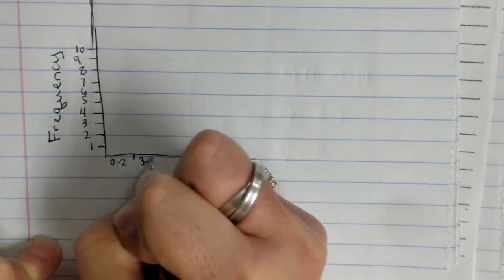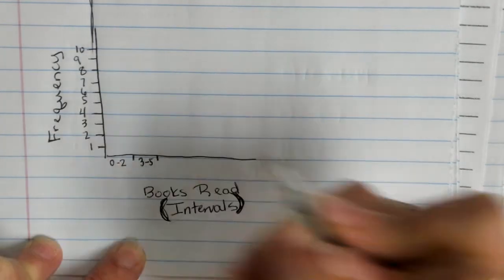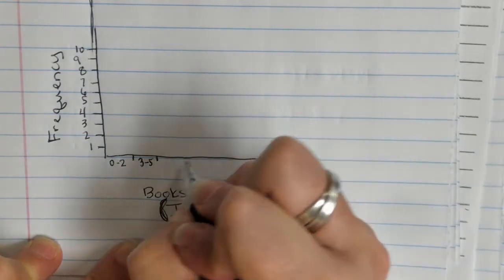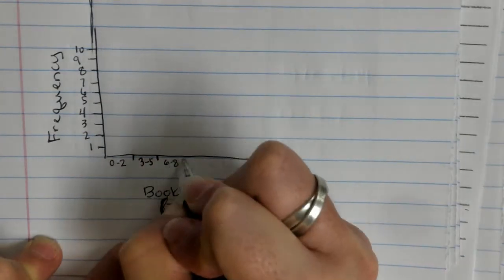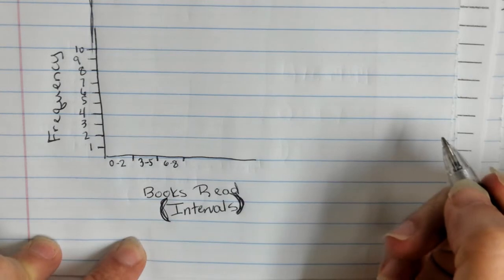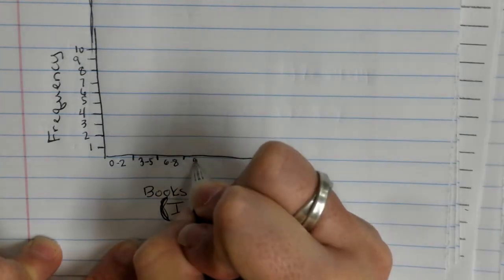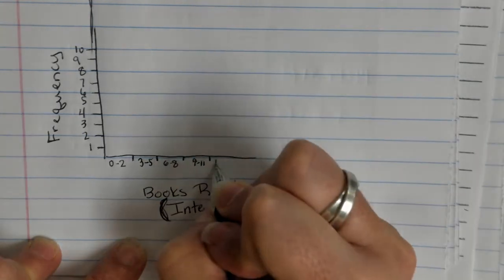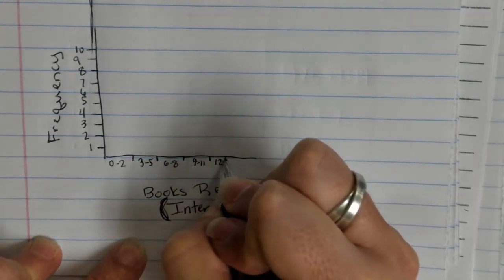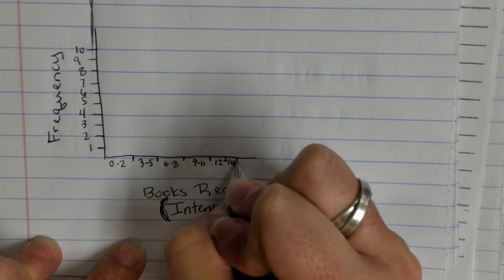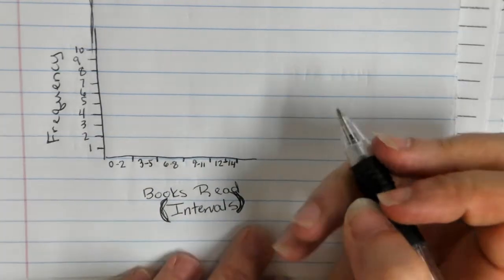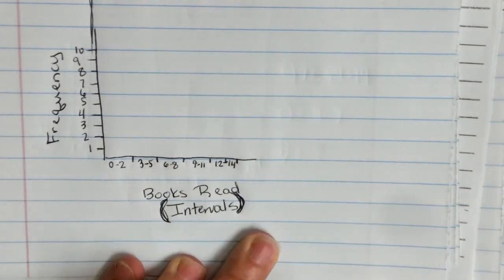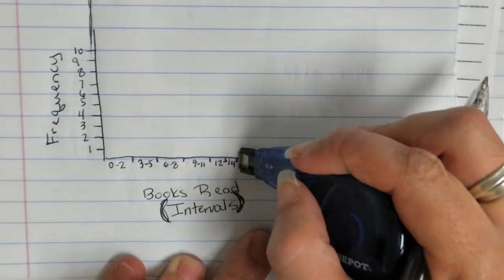Okay, 3 to 5. I think that's how it is. Okay, 6 to 8. 9 to 11. And yes, you got to label them all. And 12 to 14. Whoops, I did that wrong. 12 to 14. And then a little dashy line. Okay. To be honest, try not to have anything hanging off.